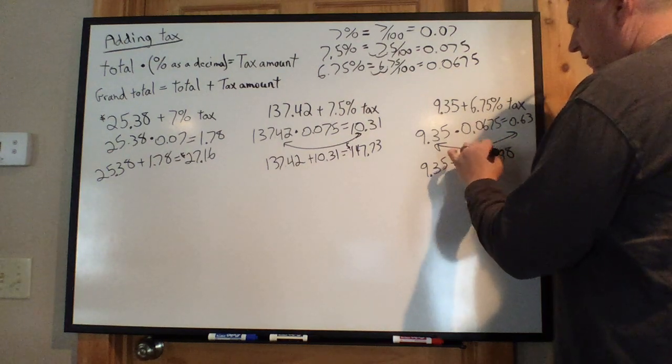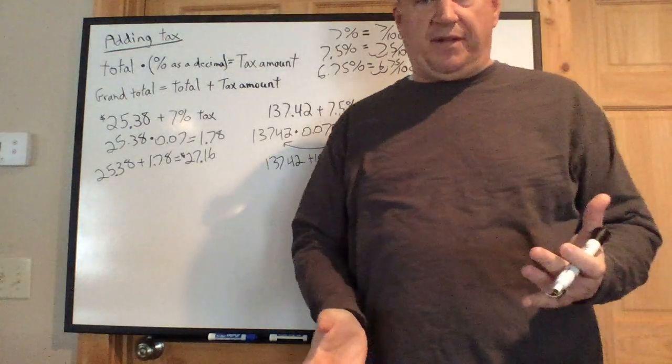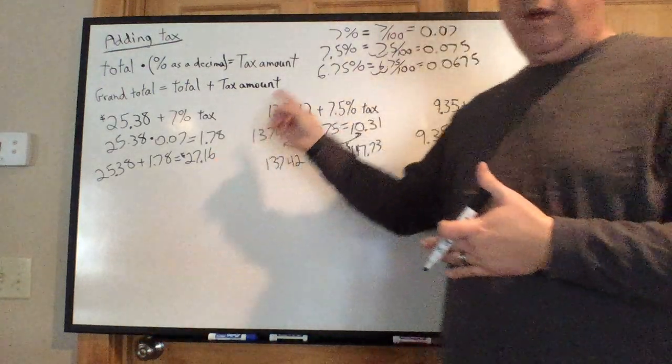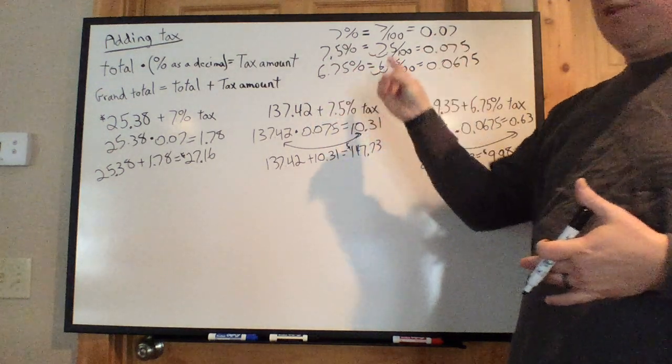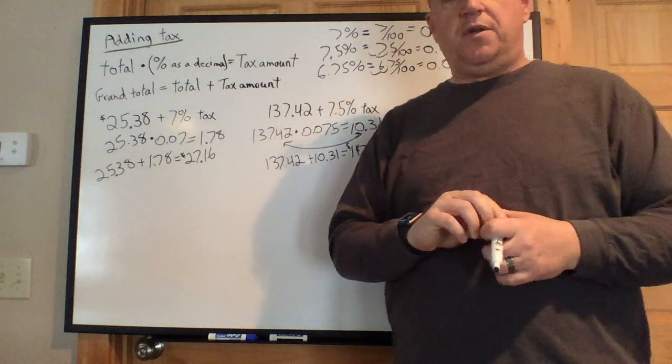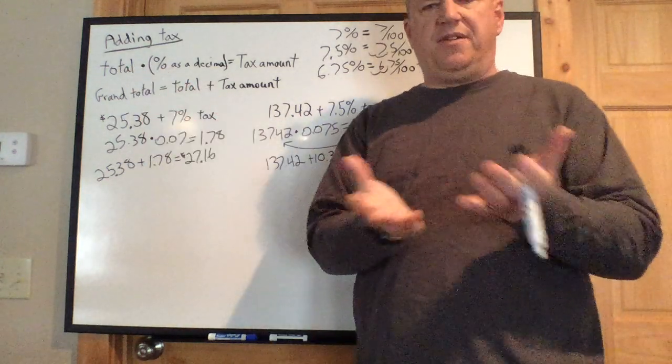So the first thing you always have to do with a problem like this is convert your tax rate into a decimal by moving the decimal 2 spots to the left. Then multiply it by the initial total amount. Then you add the two together and you're set. That gives you your grand total.